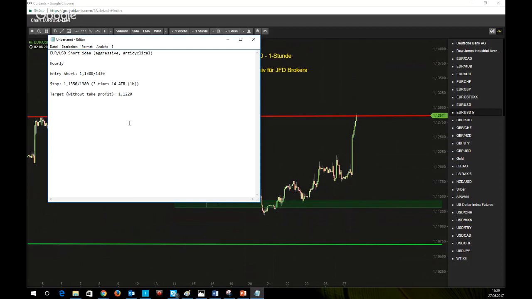But the overall target is somewhere around 109.10. So this is the target I'm looking for. I can't underline it here, but I'll mark it that way. So this is the target I look for. Here I have to add the risk, which is 50 pips.